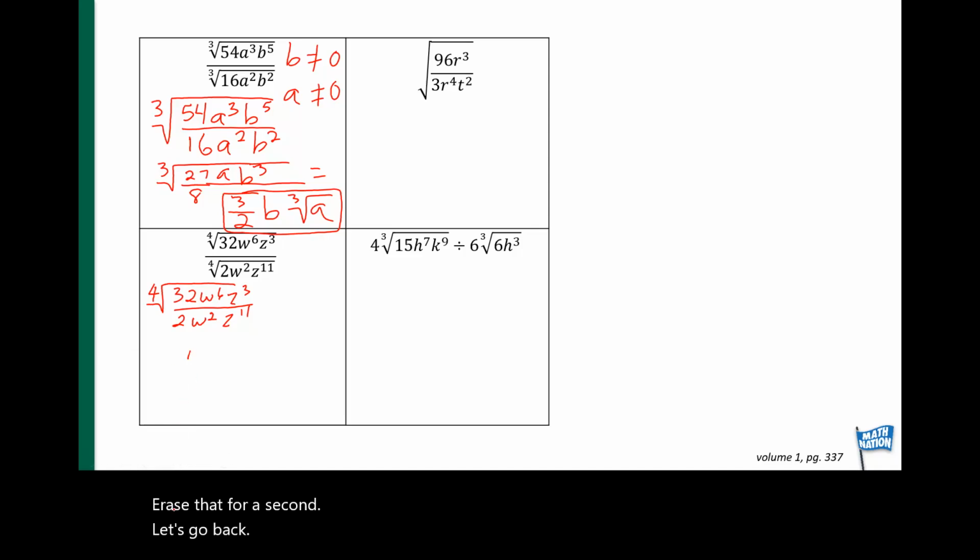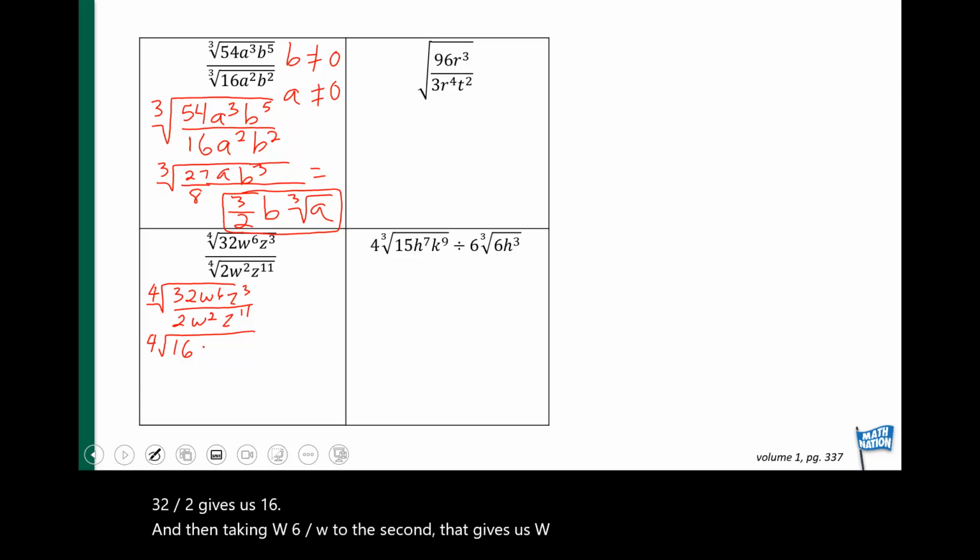So the fourth root, 32 divided by 2 gives us 16. And then taking w to the 6th over w to the 2nd, that gives us w to the 4th.